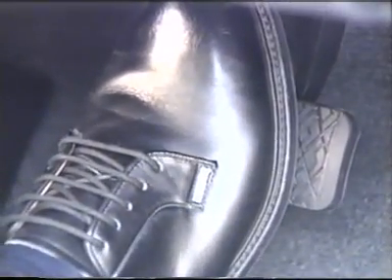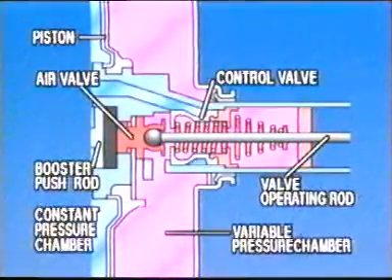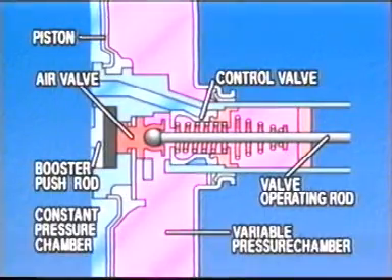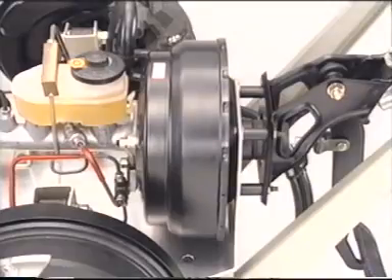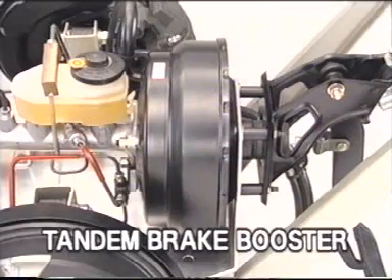When the brake pedal is depressed fully, the air valve moves away from the control valve again, allowing air to fill the variable chamber. Therefore, even if the pedal is depressed further, the force generated by the difference in pressure will not increase anymore. Only the force pushing the booster pushrod will vary. The tandem-type brake booster is a compact and extremely powerful unit having 2 vacuum chambers.